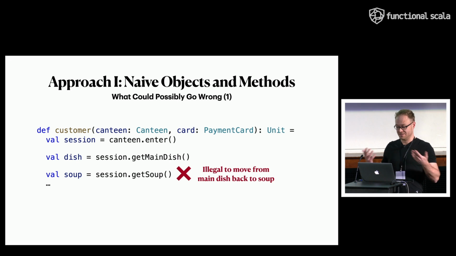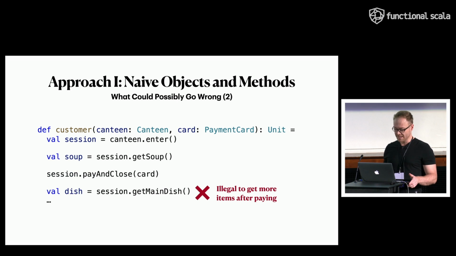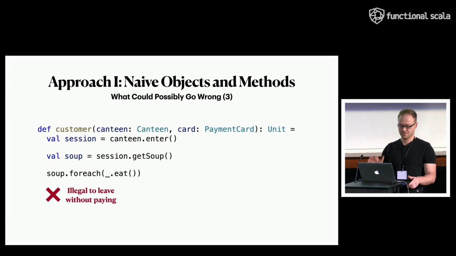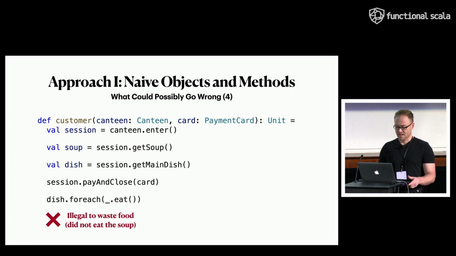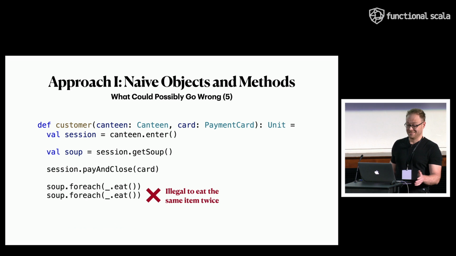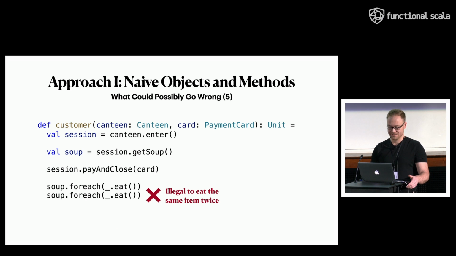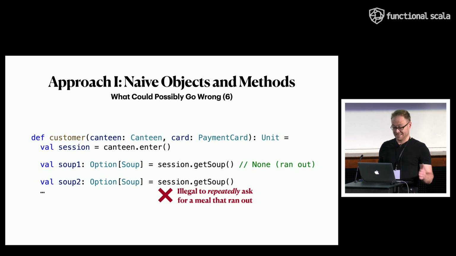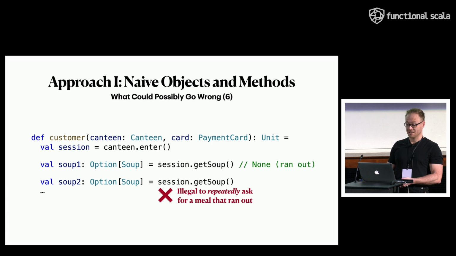Getting items in the wrong order. Asking for more items after paying. Leaving without paying. Wasting food, not eating your soup. Attempting to eat the same soup twice. And refusing to move down the line after you've been told that we ran out of soup. So all of these lead to either runtime errors or resource leaks.